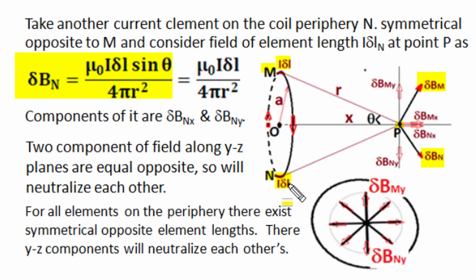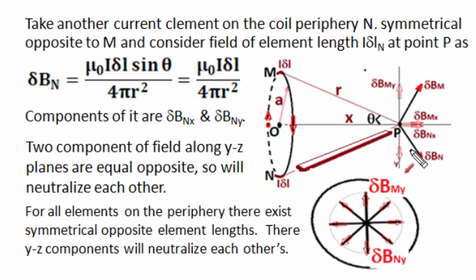is angle between current element and this position vector r which is 90, and sin 90 becomes 1, and this r is the same radial distance of observation position P from periphery of coil as it is with M position current element or N position of current element. Now the direction of this elemental magnetic field flux density contribution is obtained by Maxwell right hand corkscrew rule and Maxwell right hand thumb rule.